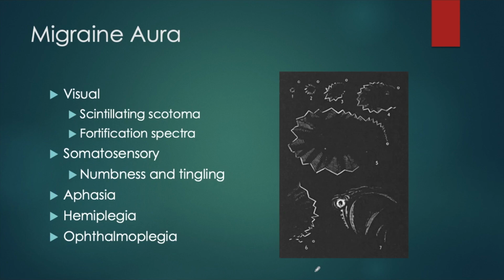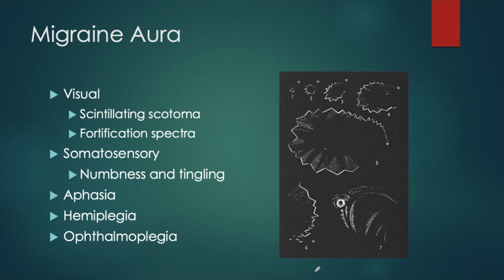Auras are thought to be a manifestation of cortical spreading depression, a type of abnormal electrical activity that occurs before a migraine. When cortical spreading depression occurs in the occipital lobe, the patient experiences visual auras. Visual auras include scintillating scotomas, which are shimmering lights followed by partial vision loss, and fortification spectra, which are flashing zigzag lines that expand outward to involve a visual hemifield. Drawings of what fortification spectra look like to patients are shown here.